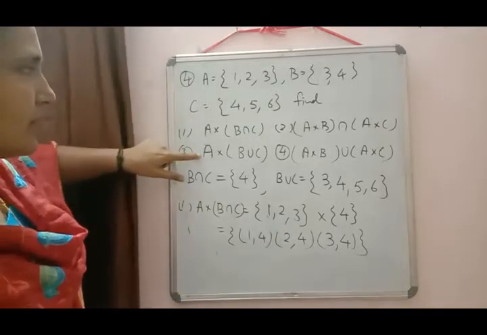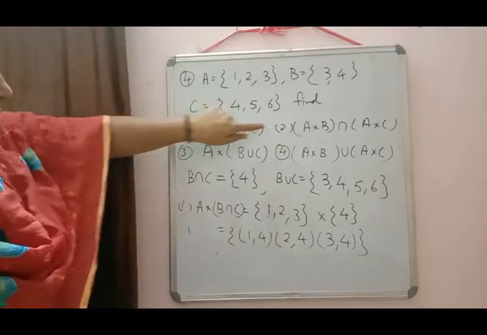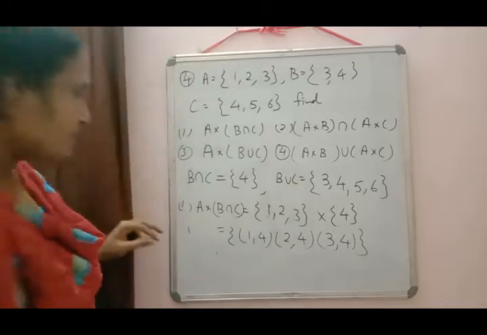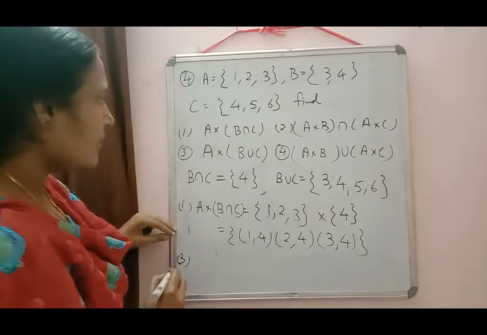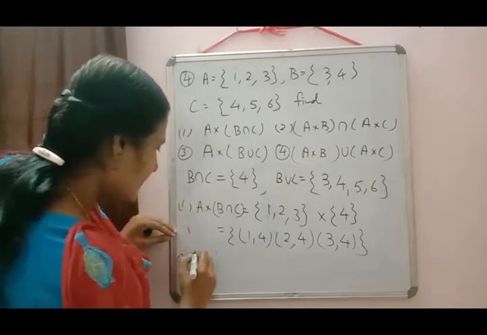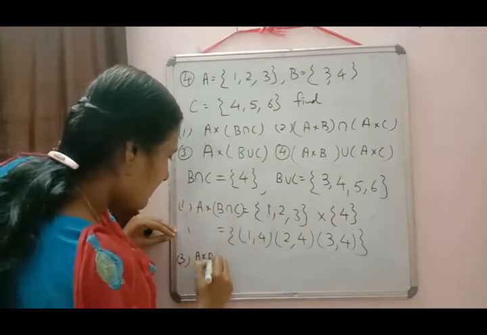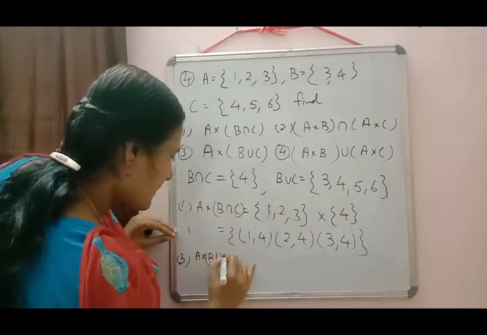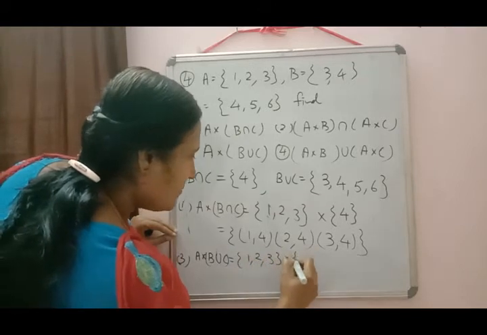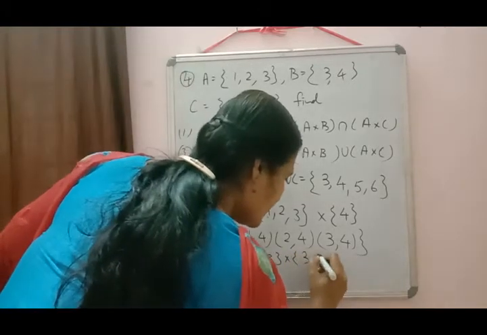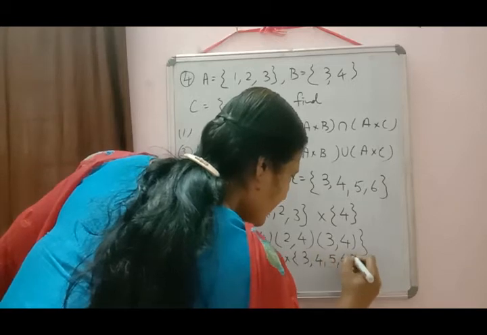Then next, what do we want? Shall I write the third one first, so that A cross B we can write here? Okay. So for the third one, we need A cross B union C. A we already have: 1, 2, 3. And B union C we wrote here: 3, 4, 5, 6.